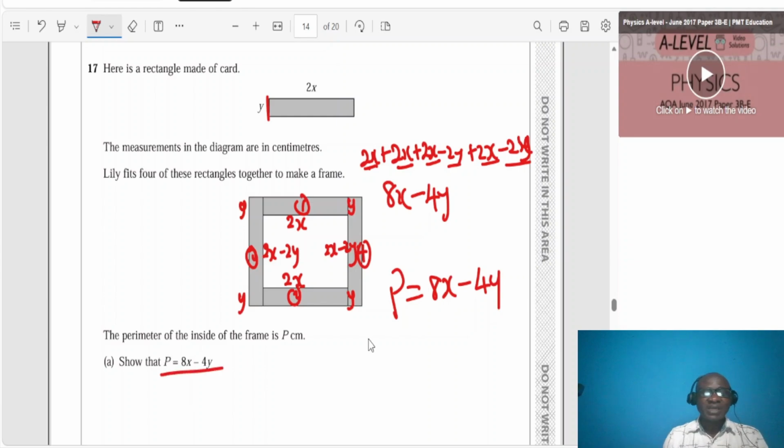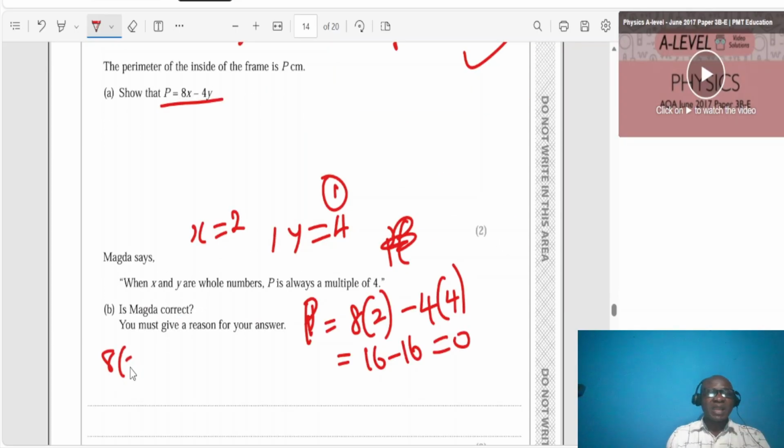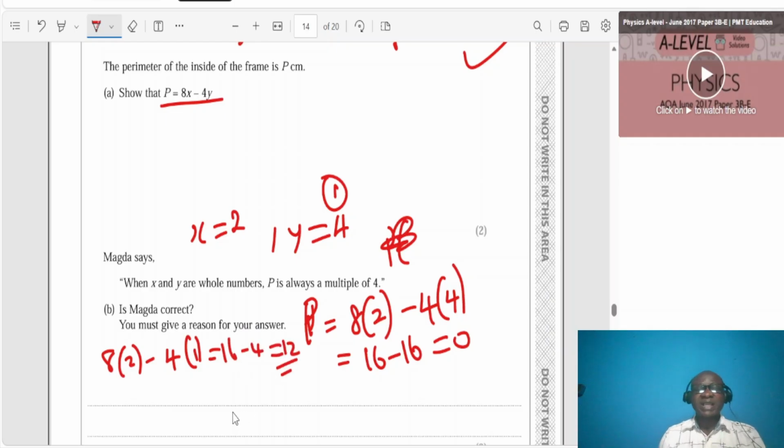That is the show that they want us to do, and we have done that. Is that understood? Yes, sir. All right. Multiply by 2 minus 4 multiply by 1 is going to give us 16 minus 4, which is equal to 12. This can now justify it better. Therefore, we got 12. Did you get that? And the 12 is a multiple of 4, isn't it?